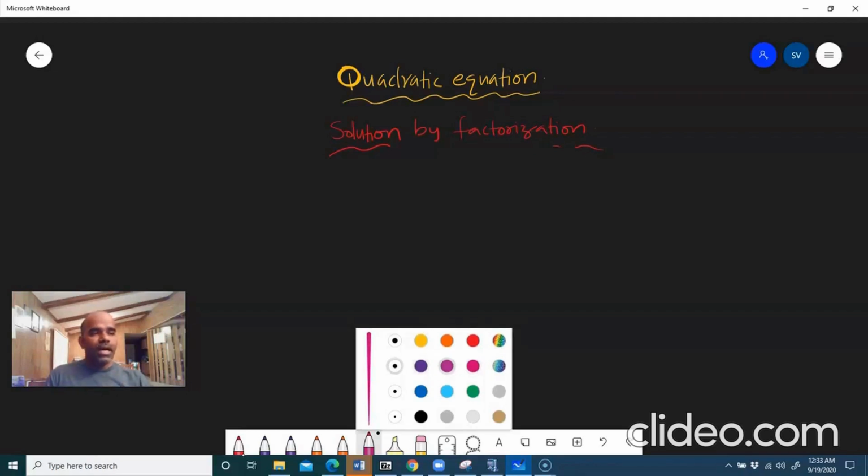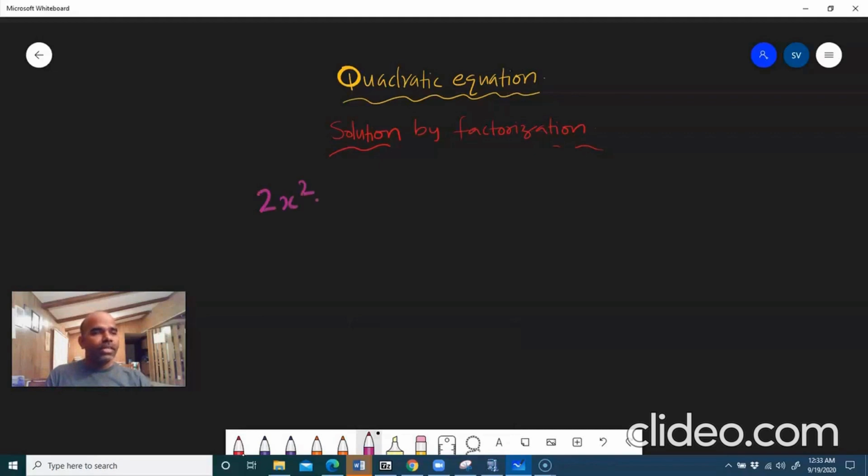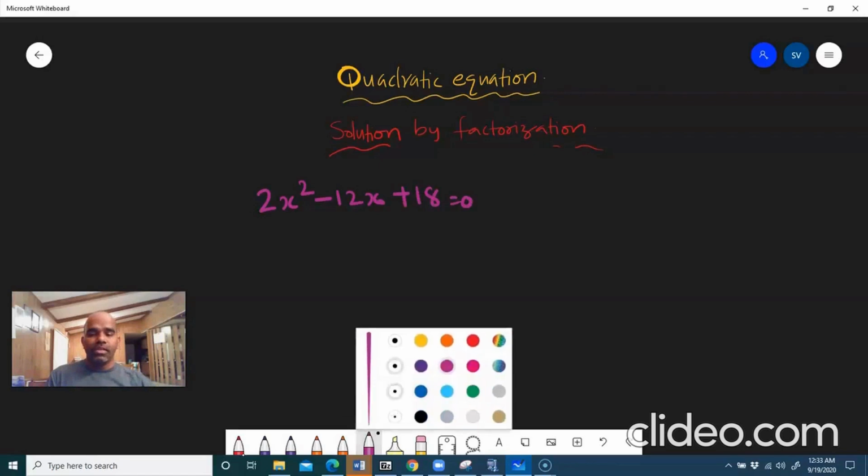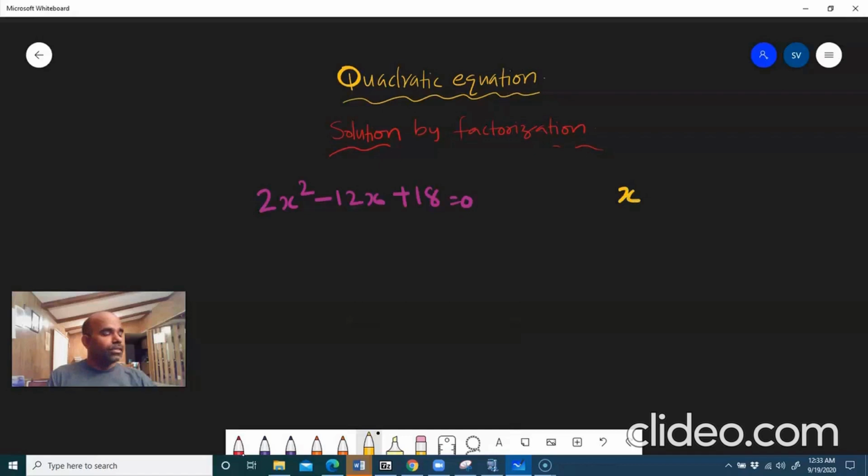The first one is 2x square minus 12x plus 18 equal to 0, and the second one, let me try with a different color, is 7x square plus 48x minus 7 equal to 0. So we have two different equations.